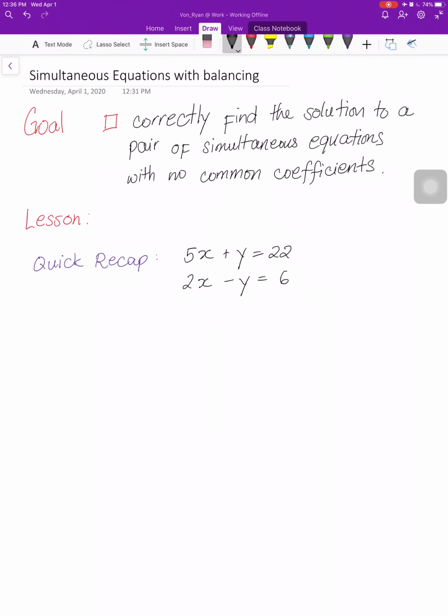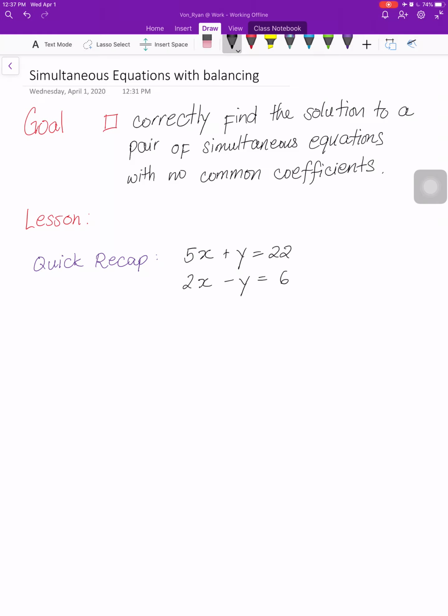Hello, today we're going to learn about simultaneous equations with the need to balance the coefficient. Essentially, our lesson will be a continuation of our topic on solving simultaneous equations, or finding the solution to a simultaneous equation. But this time we're going to have to work with equations with no common coefficients. In which case we would need to balance the coefficients to be able to use the elimination method.